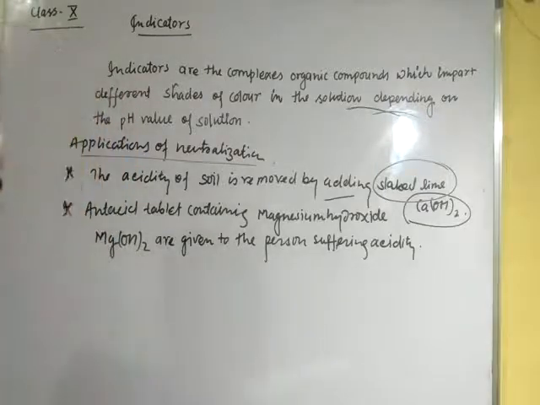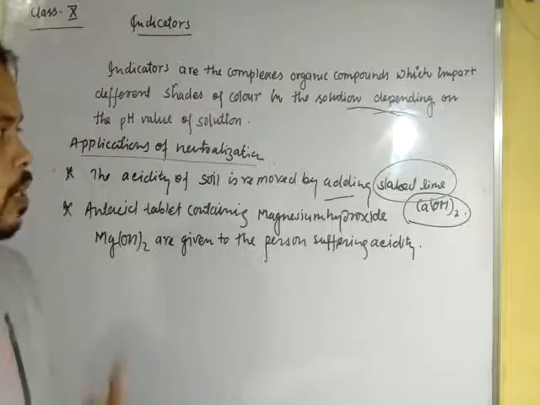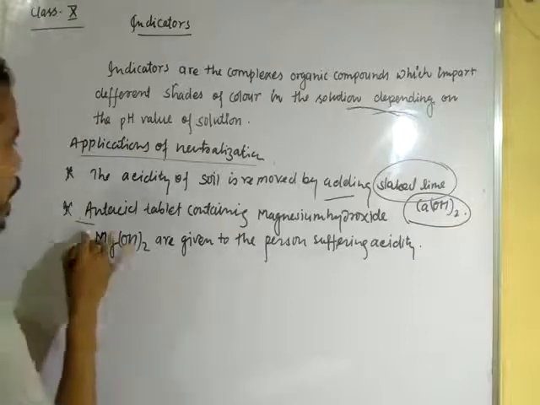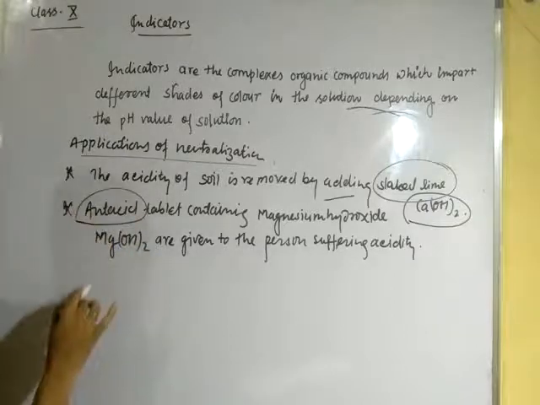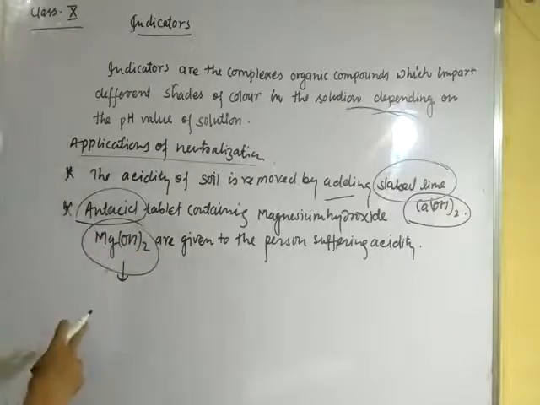Sometimes the question is asked: how will you reduce the acidity of the stomach? The acidity of the stomach is reduced by taking an antacid, and one good antacid is milk of magnesia, with the formula magnesium hydroxide.